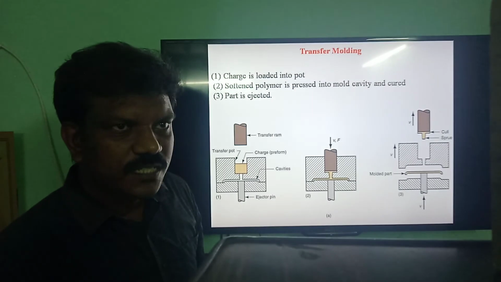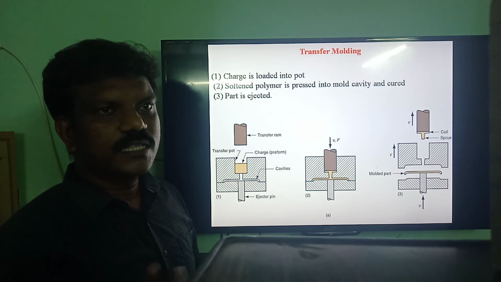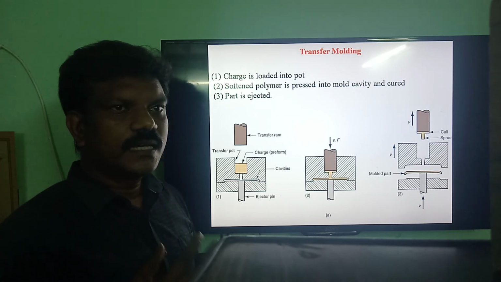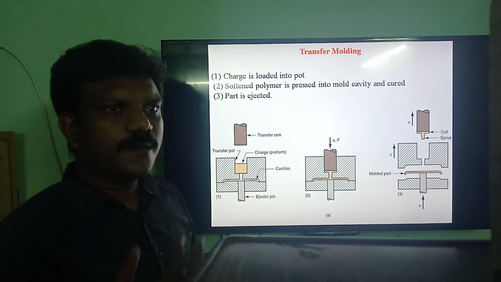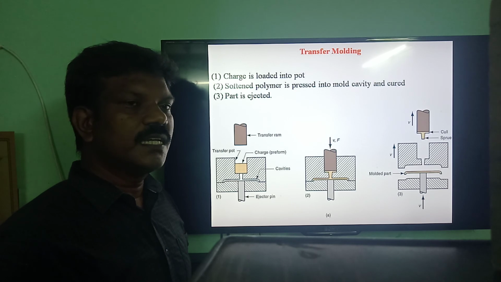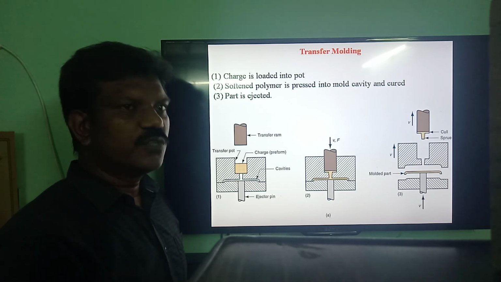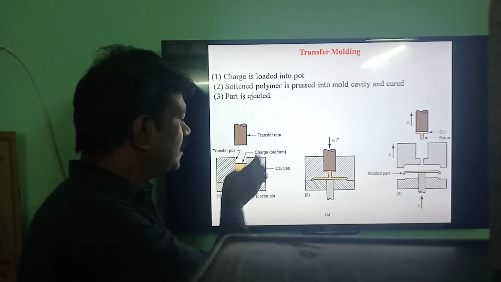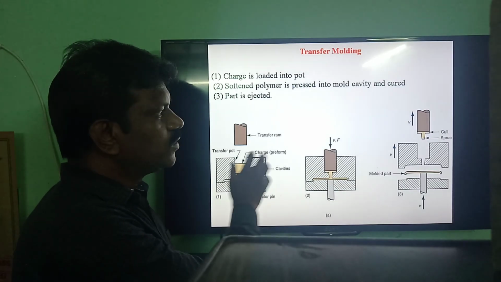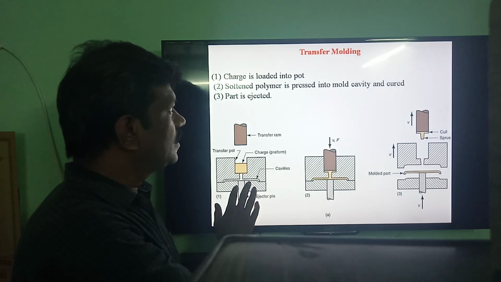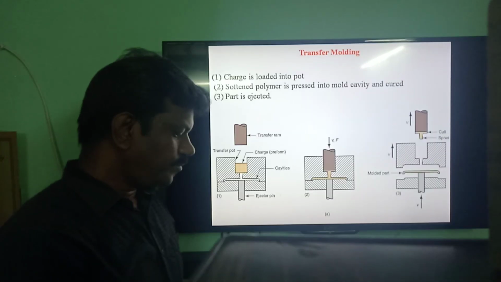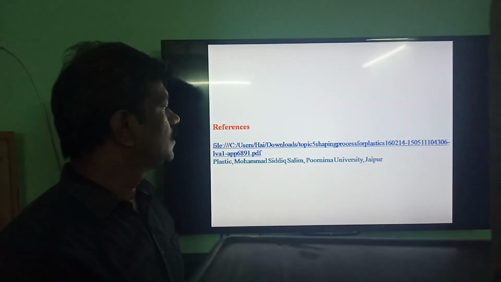The main advantage of the transfer molding process compared with the compression molding process is that in compression molding, the heater unit is built into the mold. Therefore, there is a chance of damage to the mold in compression molding. But here, the heating unit is different and the molding unit is different, so the life period of the mold in transfer molding is higher.